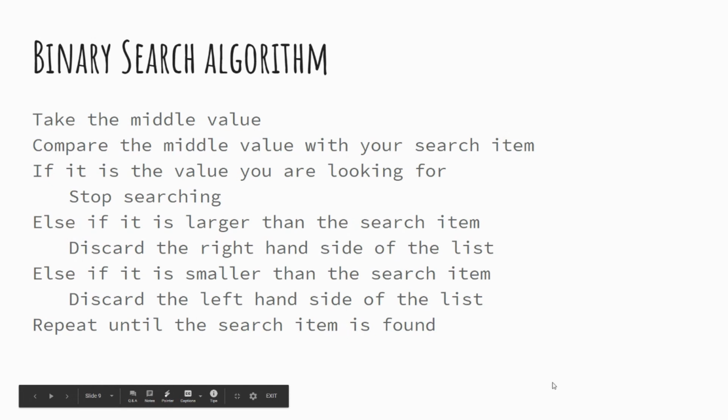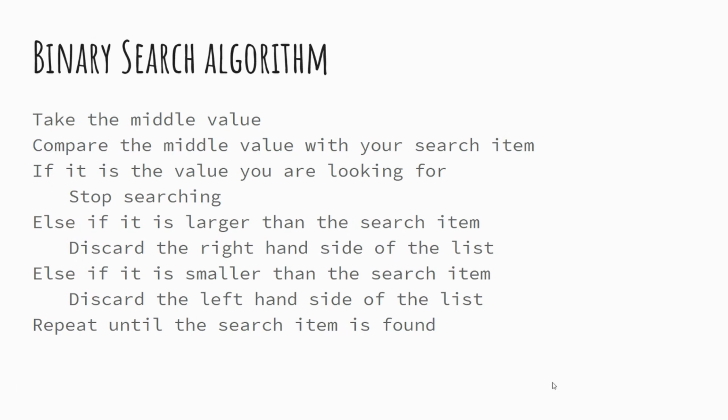The algorithm then for a binary search. So we would take the middle value. We'd compare the middle value with your search item. And if it is the value you're looking for, then you stop searching. Else, if it's larger than the search item, you disregard the right-hand side of the list. If it's smaller than the search item, you disregard the left-hand side of the list. And you repeat that until the item is found. So each time you go through, you'll effectively be getting rid of half of the list of data. You can see hopefully how this is a much quicker process.